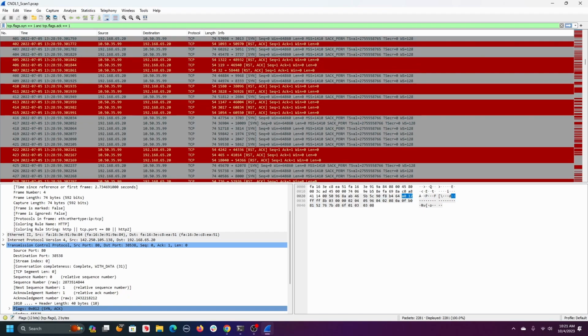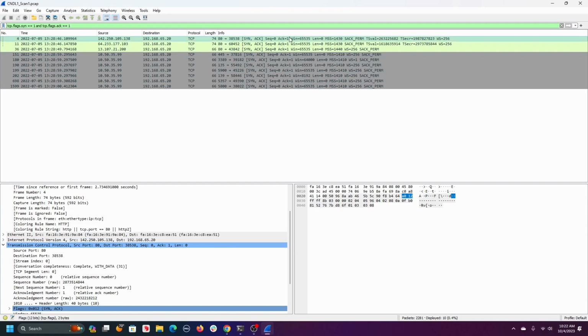tcp.flags.syn equals 1 and tcp.flags.ack equals 1. So here, for all your open TCP ports, the server's going to respond with a SYN ACK, right? They're acknowledging that the port is open. So this is what we want to look for.